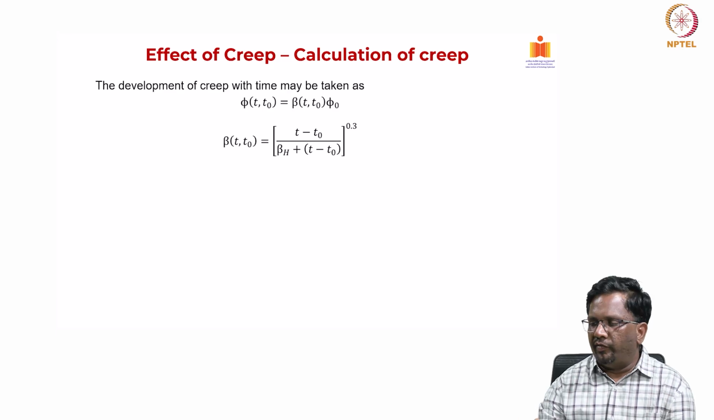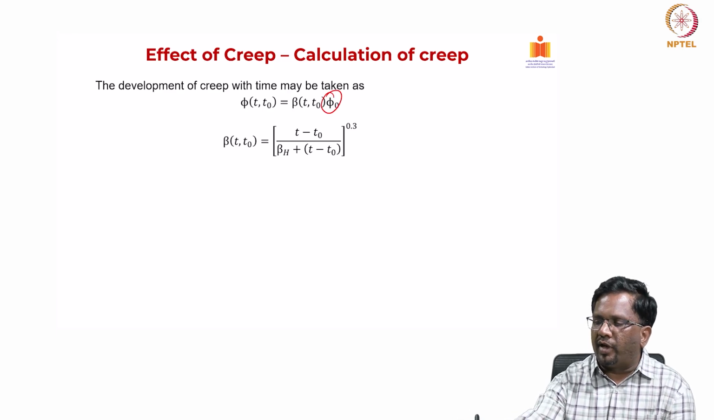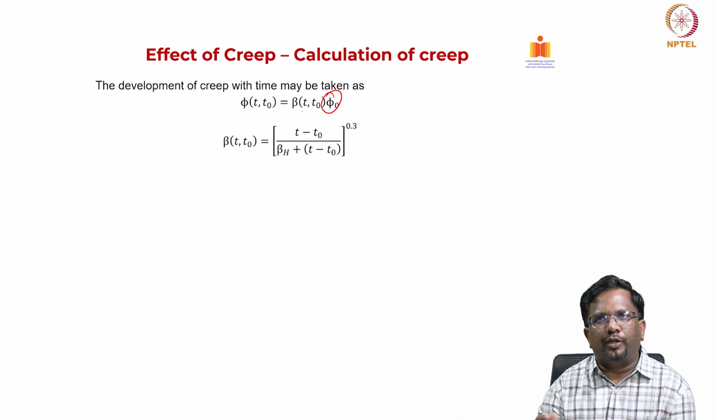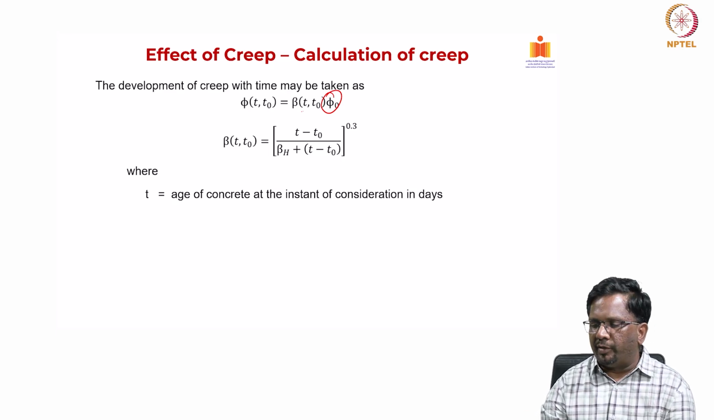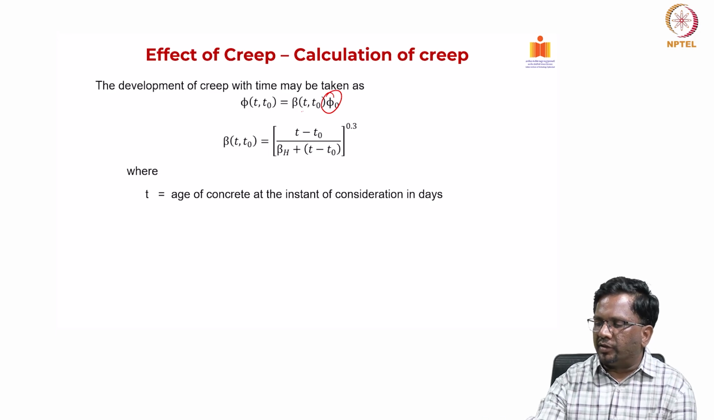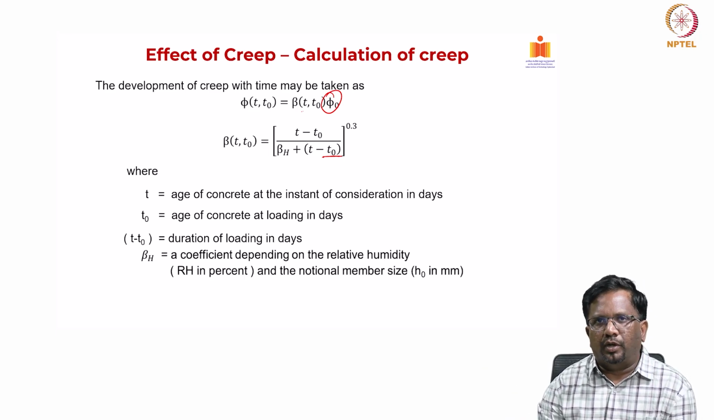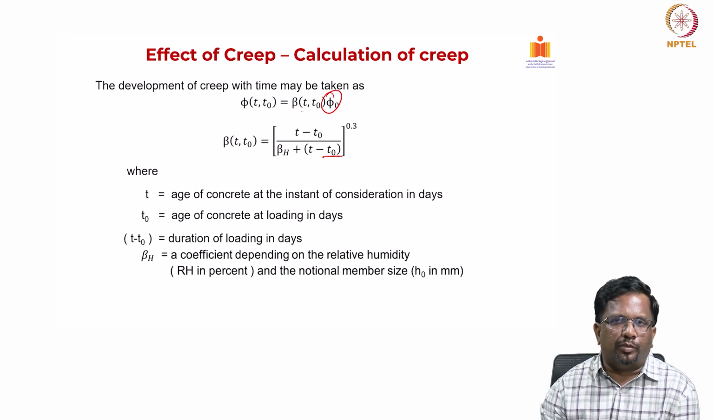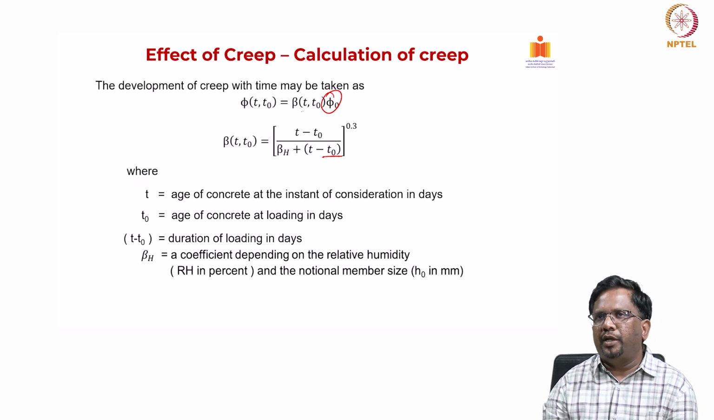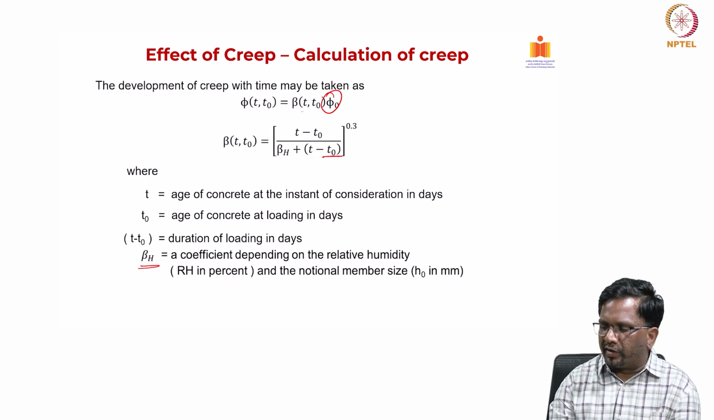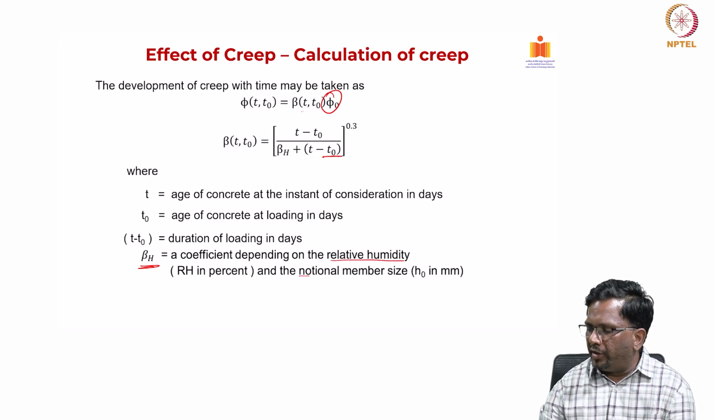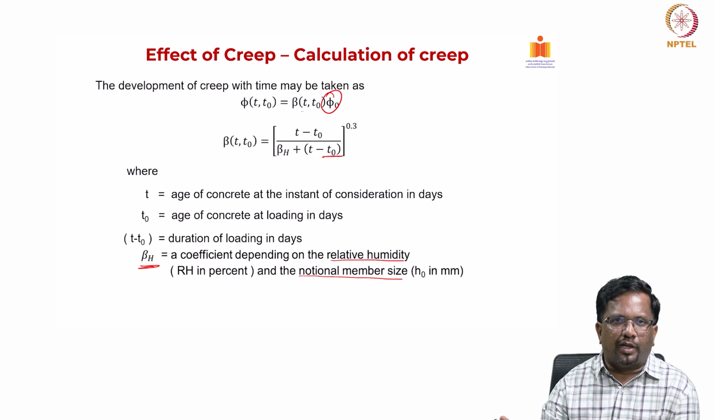Now, we have calculated this phi naught value. Now, how to calculate this reduction factor? Again, the code gives you different empirical equations, that are again a function of various parameters. You can see that it is a function of T naught, the age of loading, and T, the time at which you are doing the calculation, and then beta H, which is a coefficient that depends upon the relative humidity and the notional size coefficient. Now, again beta H is a factor that accounts for the relative humidity and the notional member size. I think we have seen what is H naught and what is the influence of relative humidity.